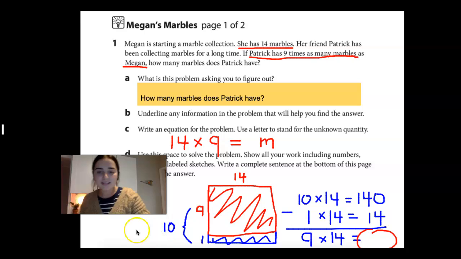on the lines at the bottom of your page, you're going to write a complete sentence. To write that complete sentence, I can't scroll down on here, so I'm just going to put the box off to the side. To write that sentence, this is how you're going to start it off. You'll say, Patrick has blank marbles. All right, that will be your complete sentence.